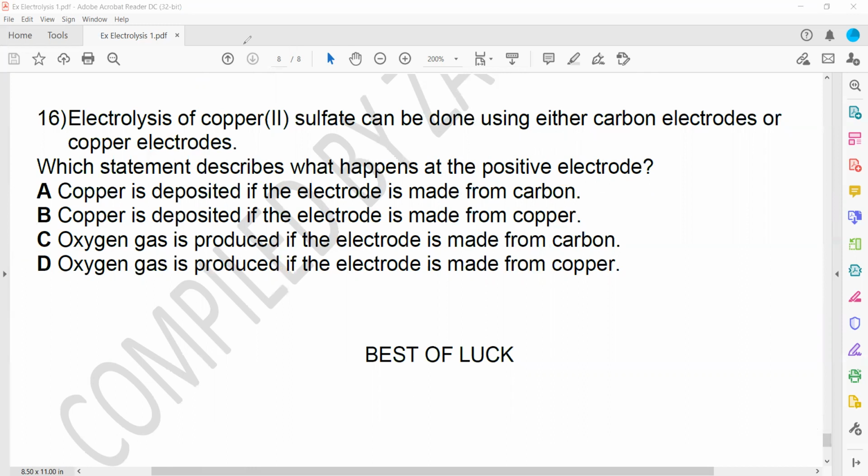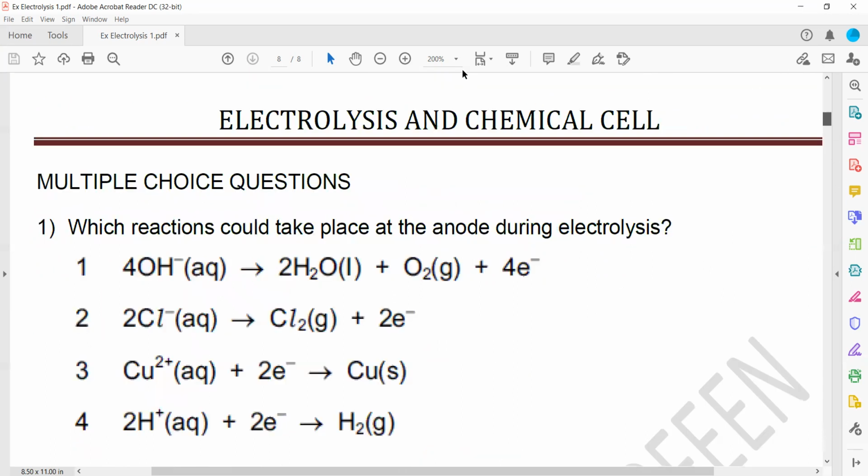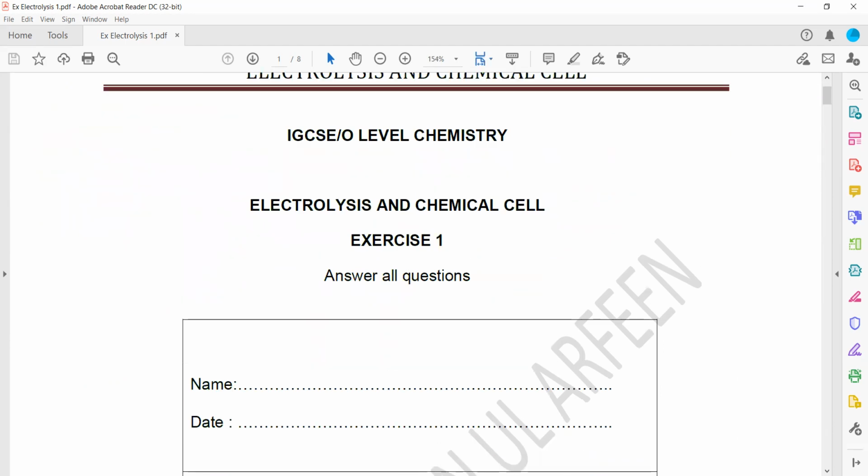So this was a weekly homework exercise related to electrolysis and chemical cells.